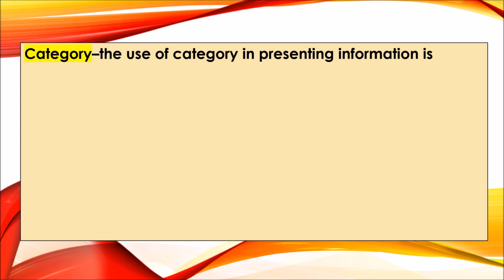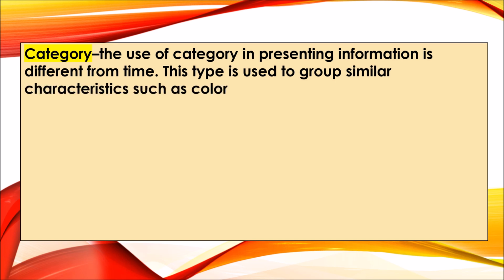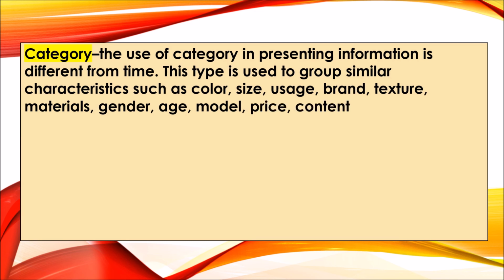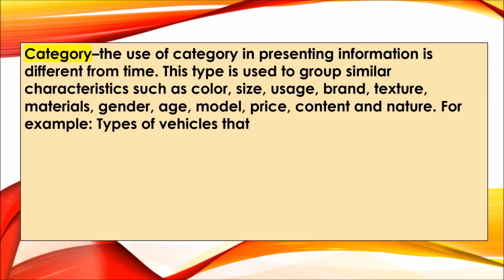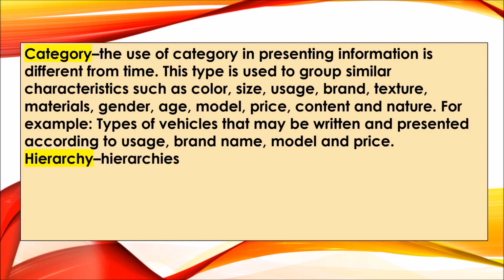For category, the use of category in presenting information is different from time. This type is used to group similar characteristics such as color, size, usage, brand, texture, materials, gender, age, model, price, content, and nature. For example, the types of vehicles may be written and presented according to usage, brand name, model, and price.